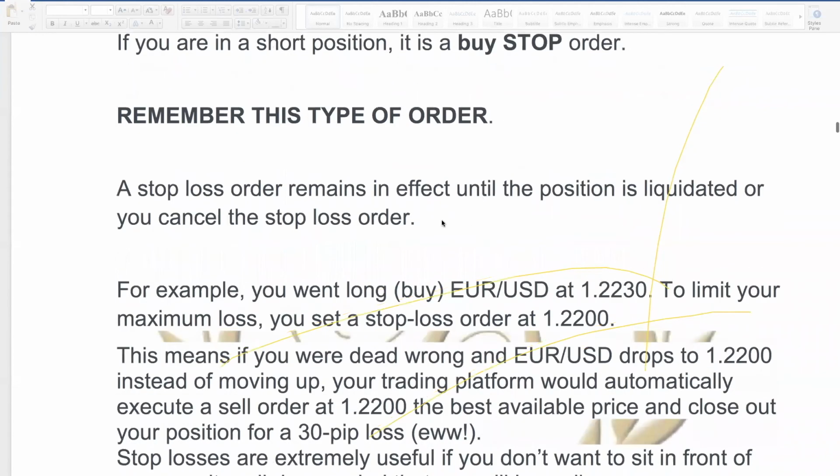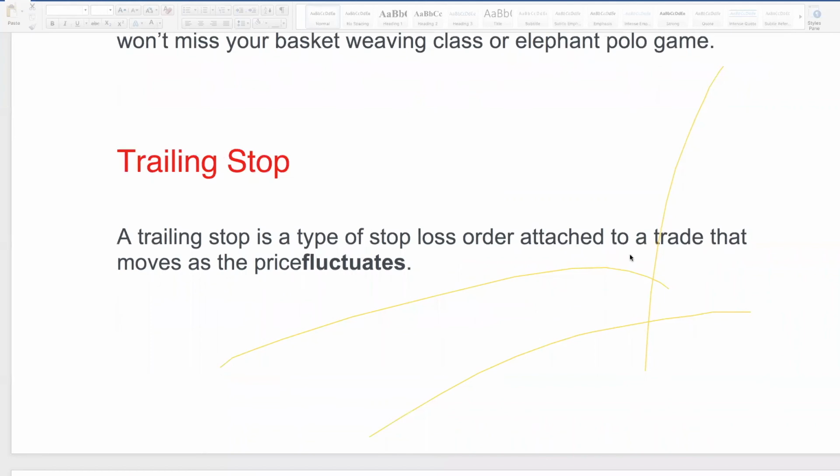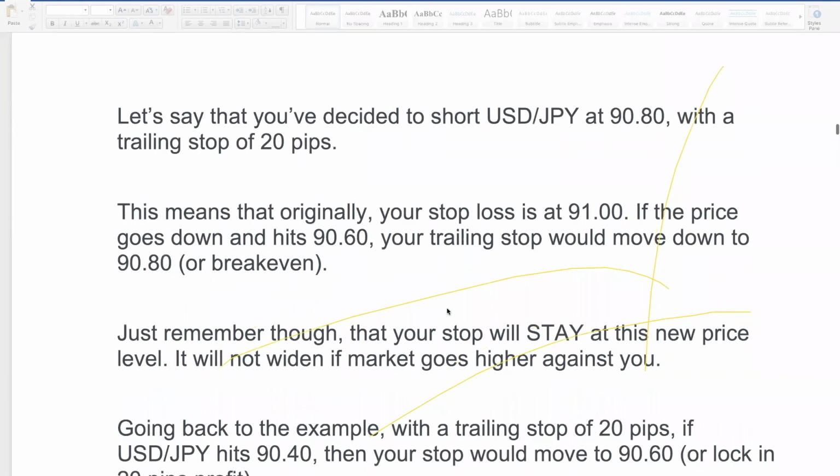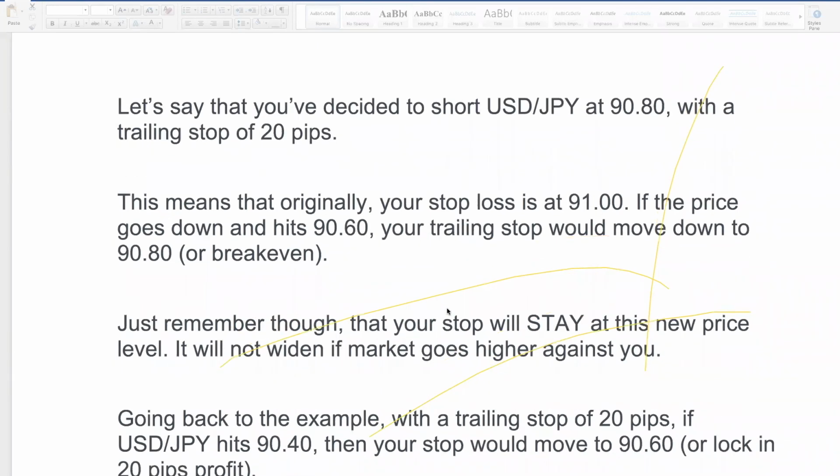Let me try. A trailing stop loss is a type of stop loss order attached to a trade that moves as the price fluctuates. Let's say you have decided to short USD JPY at 90.80 with a trailing stop of 20 pips. This means that originally your stop loss is at 91. If the price goes down and hits 90.60, your trailing stop loss would move down to 90.80, to break even. So it means if the price comes back, they'll close your order with zero profit or zero loss.